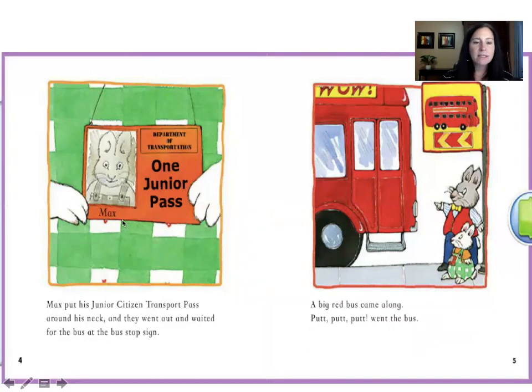So I noticed in the illustration that this is a picture of Max and it has his name. And so he has a special pass to get on different kinds of transportation.